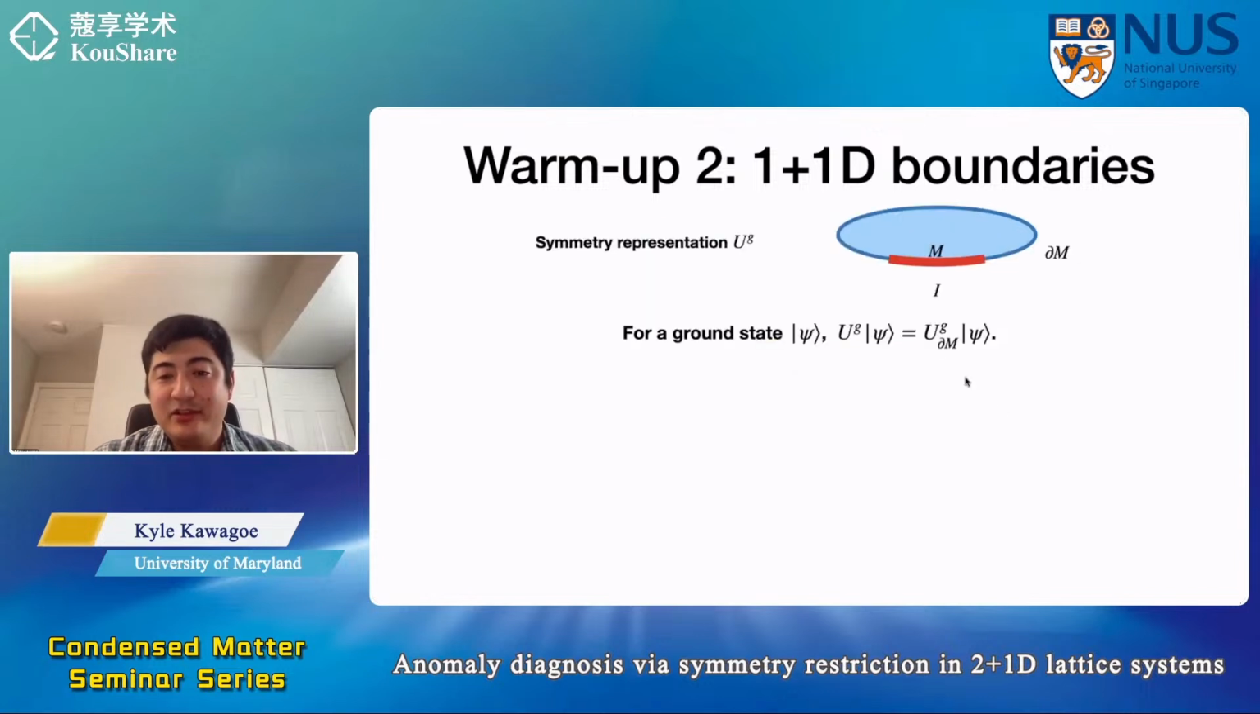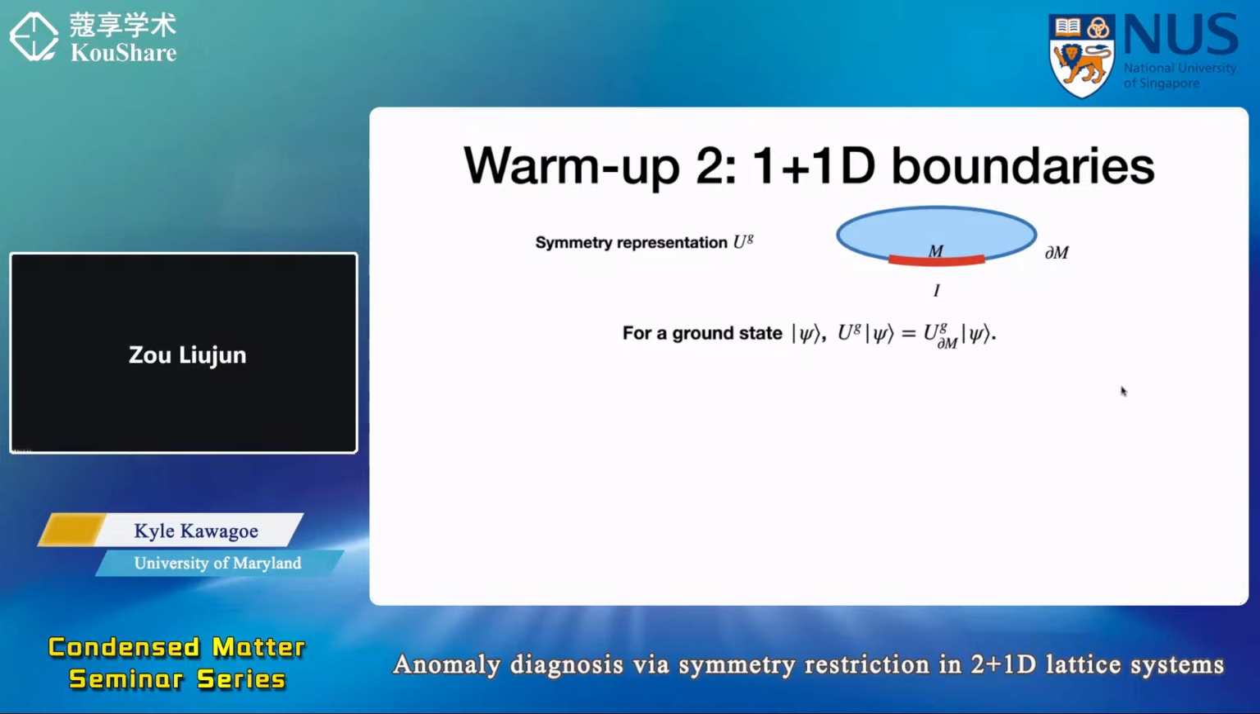So this UG partial M, I just want to move things up to get it out of the way. This UG partial M is some finite depth circuit, if you'd like. Question? Yes. I just want to make sure, in the literature, how rigorous do people know that this symmetry localization to the boundary should occur?